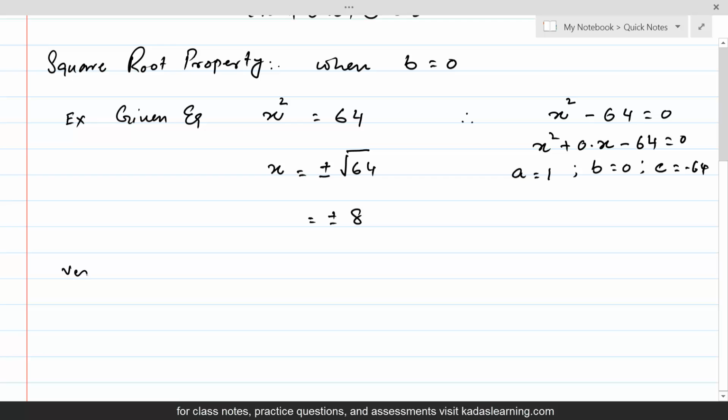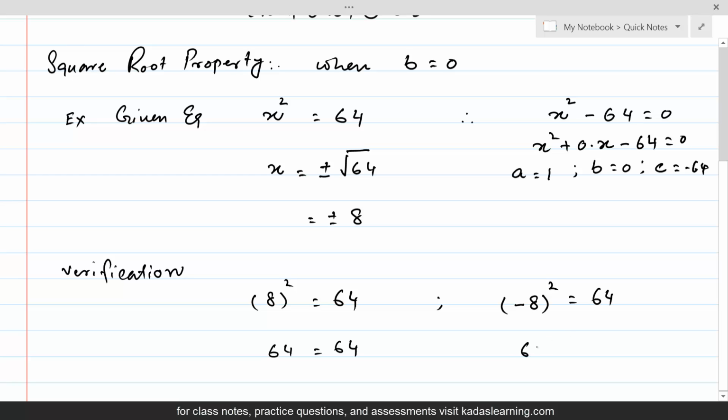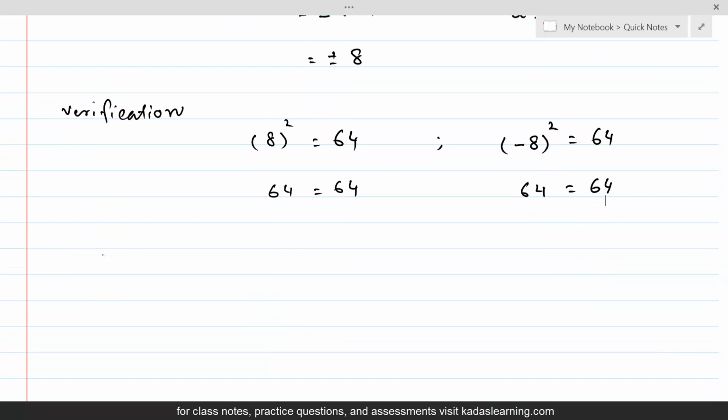The verification could be that if we replace x equal to 8, 8 squared is equal to 64, obviously 8 times 8 is 64, so 64 is equal to 64. And if we replace x equal to minus 8, that would be minus 8 squared is equal to 64, and this would be 64 equal to 64 as well. Let's take another example. Example number 2.